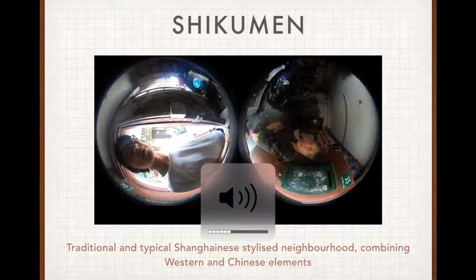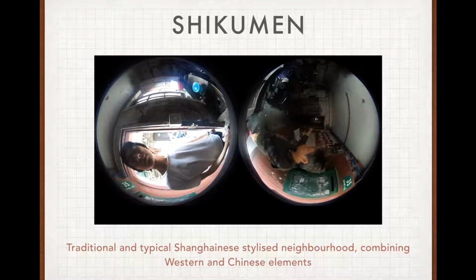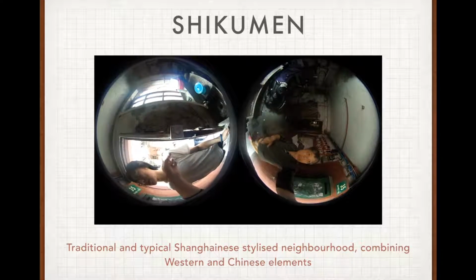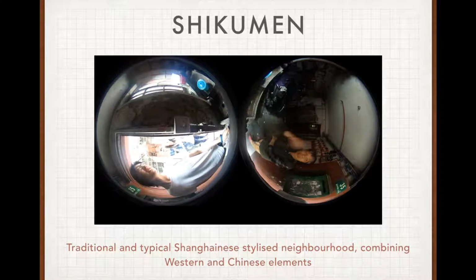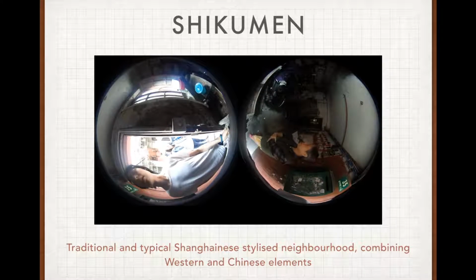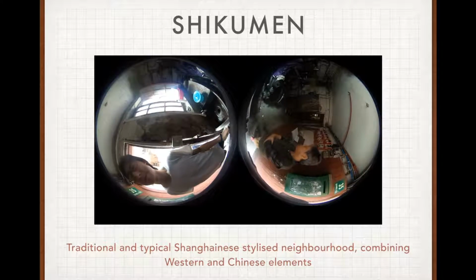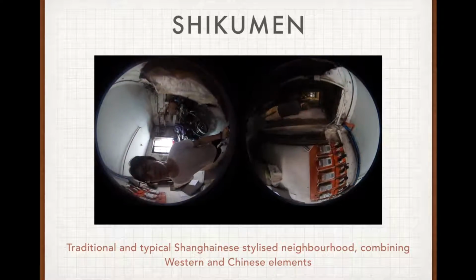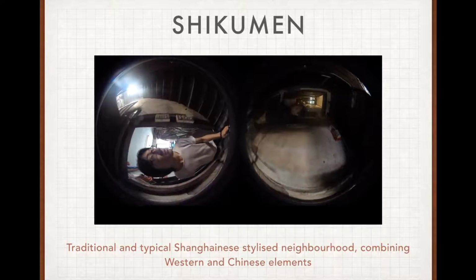What's behind the second door is the Shikumen neighborhood. We went to this old Shanghainese neighborhood, and we met this old lady. She lived in a Shikumen house. She introduced us to what Shikumen is. It's a traditional and typical Shanghainese style of neighborhood. It's a combination of Western and Chinese elements. And you can see it here. So that's the Shikumen neighborhood.